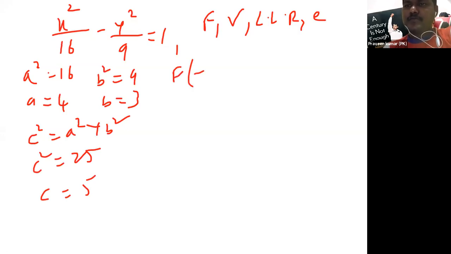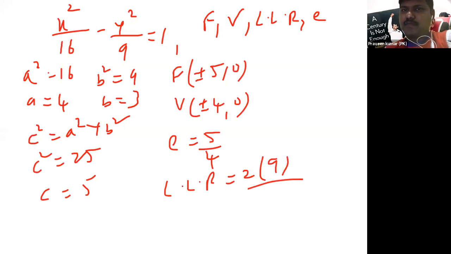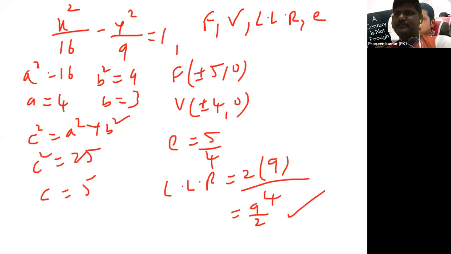Foci plus or minus 5 comma 0. Vertices plus or minus 4 comma 0. Eccentricity c by a, 5 by 4. Length of latus rectum 2b square by a, b square means 9, a means 4, 9 by 2. Correct? Please check the values, everyone. Please check the values.